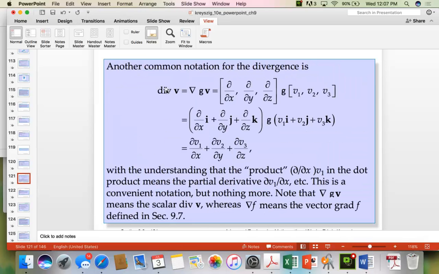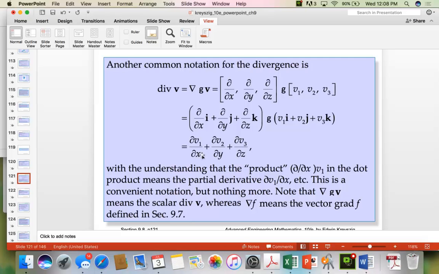Another common notation for divergence, once again, this g should be a dot, is del dot V. It's the dot product between partial with respect to x, partial with respect to y, partial with respect to z, dotted with V1, V2, and V3. The product means the dot product, but because this contains the differential operator, you're going to have to take partial derivatives. That comes about as part of the dot product. Here's the result of that. Fortunately, no confusing little g's here, which should be dots.